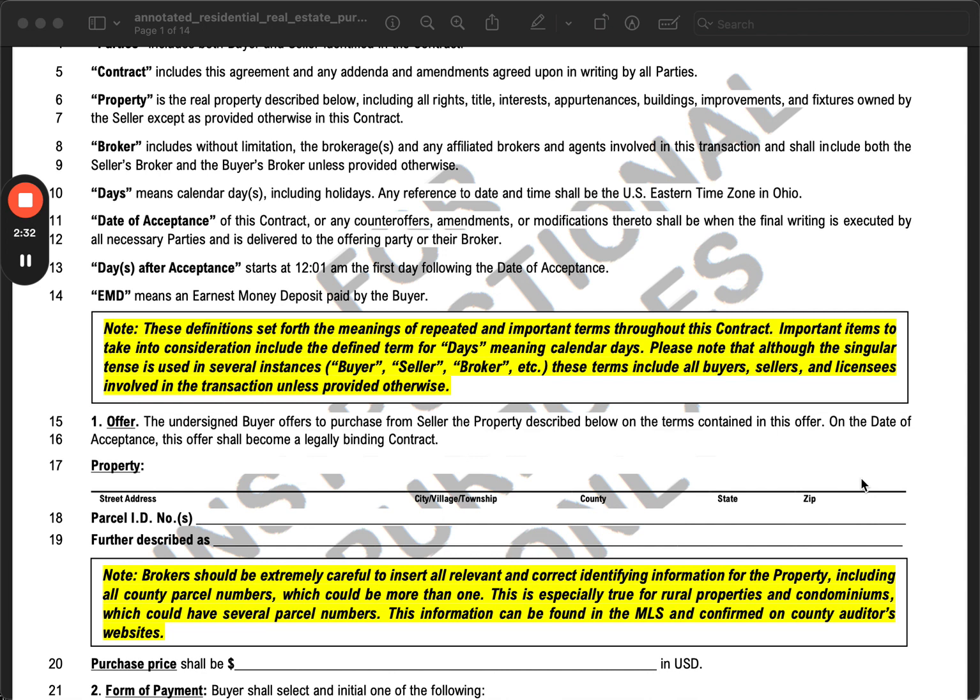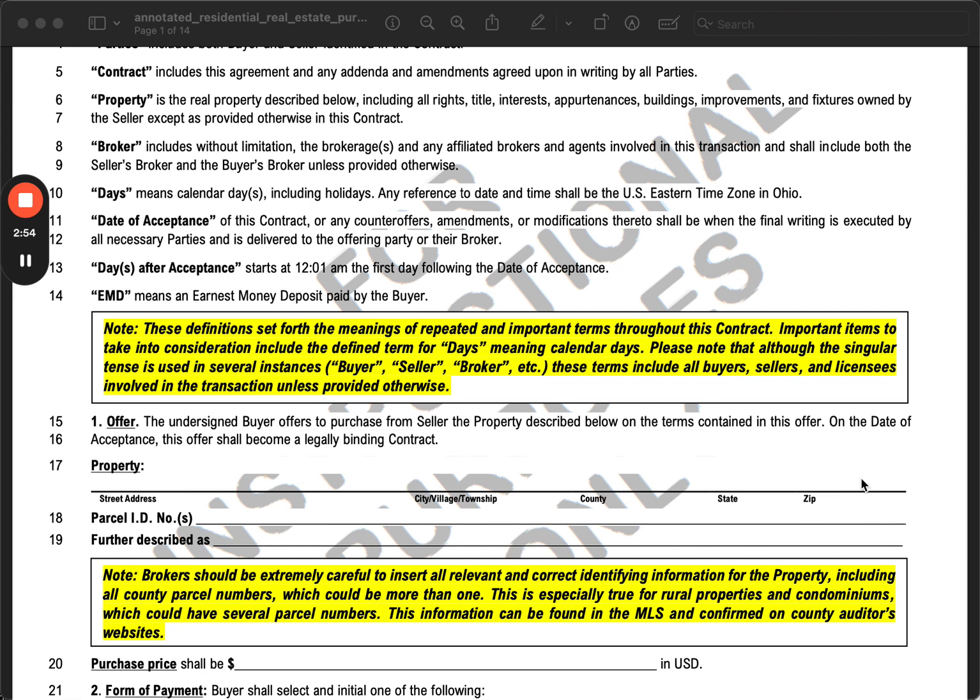Number 13, days after acceptance start at 12:01 a.m. the first day following the date of acceptance. Number 14, EMD means an earnest money deposit paid by the buyer. Note, these definitions set forth the meanings of repeated and important terms throughout this contract.